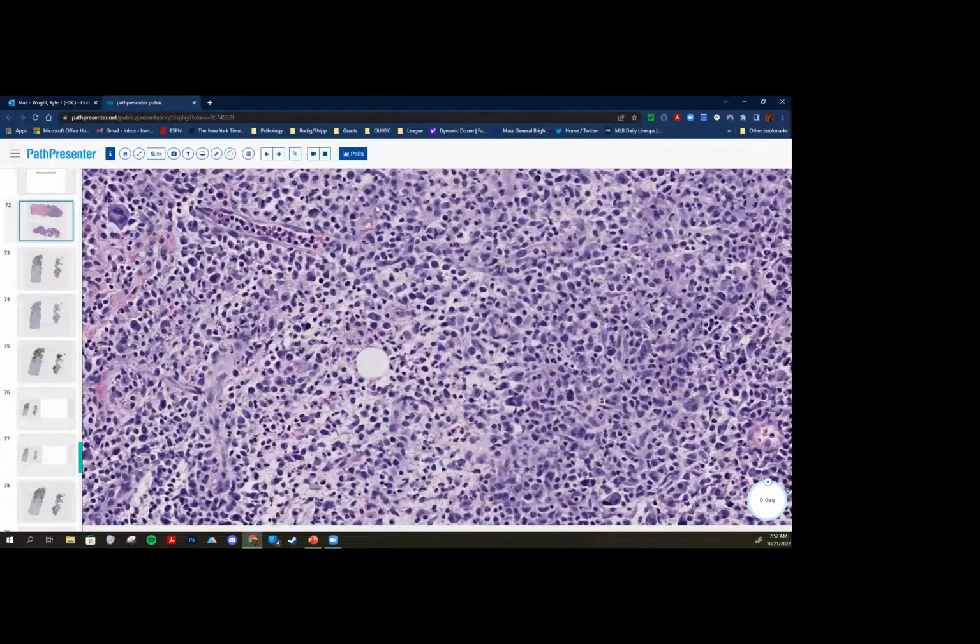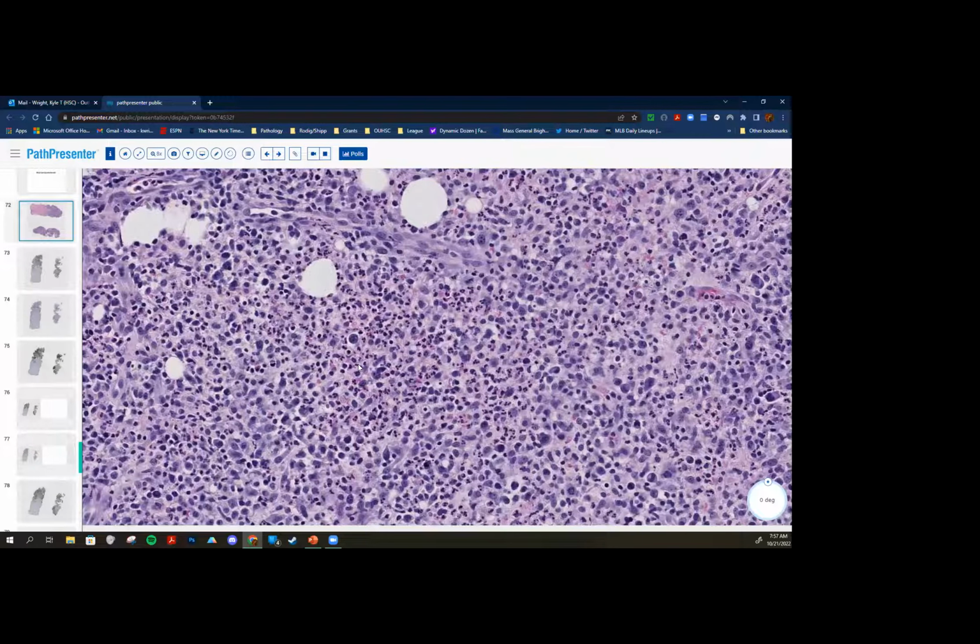So here we have CD3. Most of the cells are negative, not uncommon in this lesion. Got some T cells in the background. B cells, negative. A couple of B cells around this vessel here.